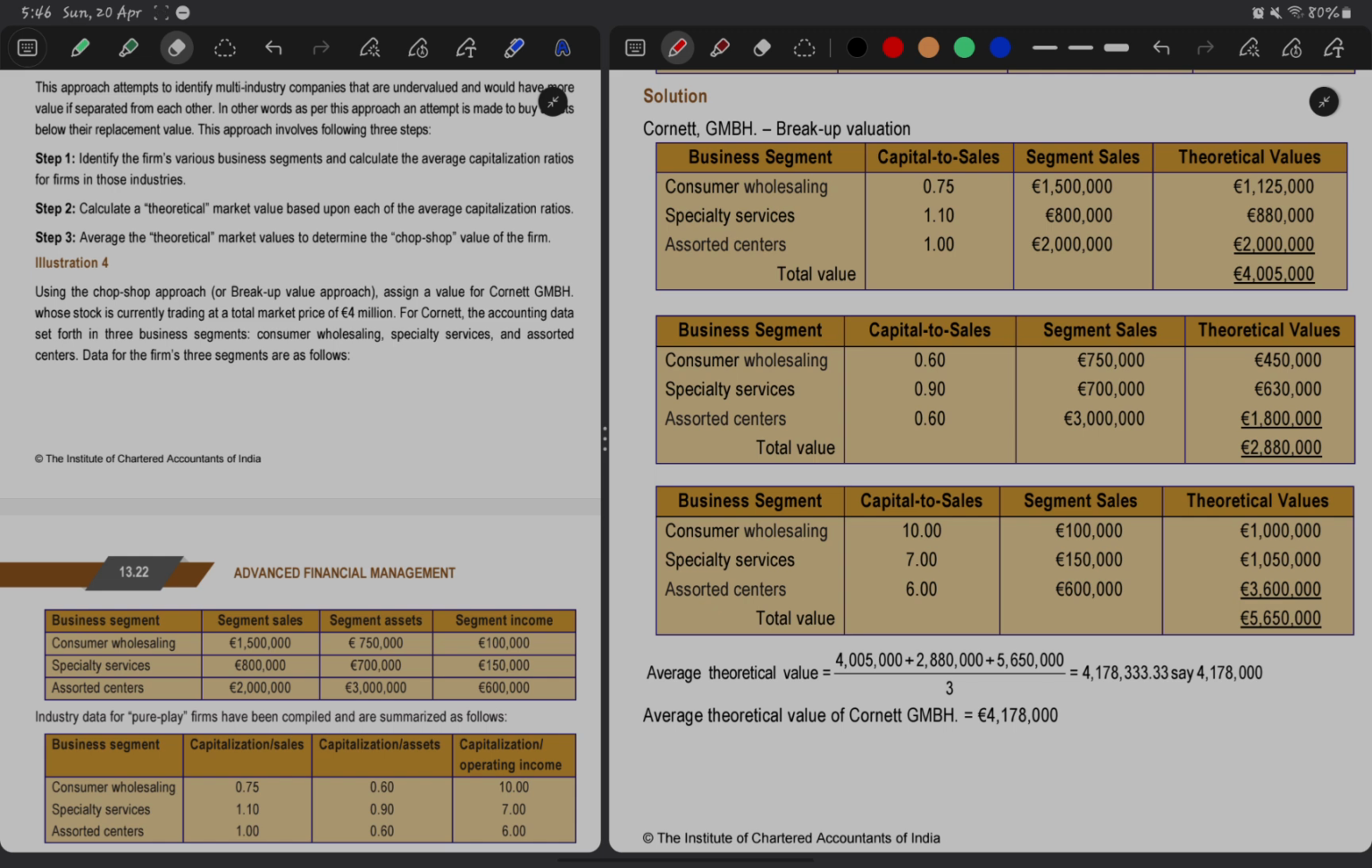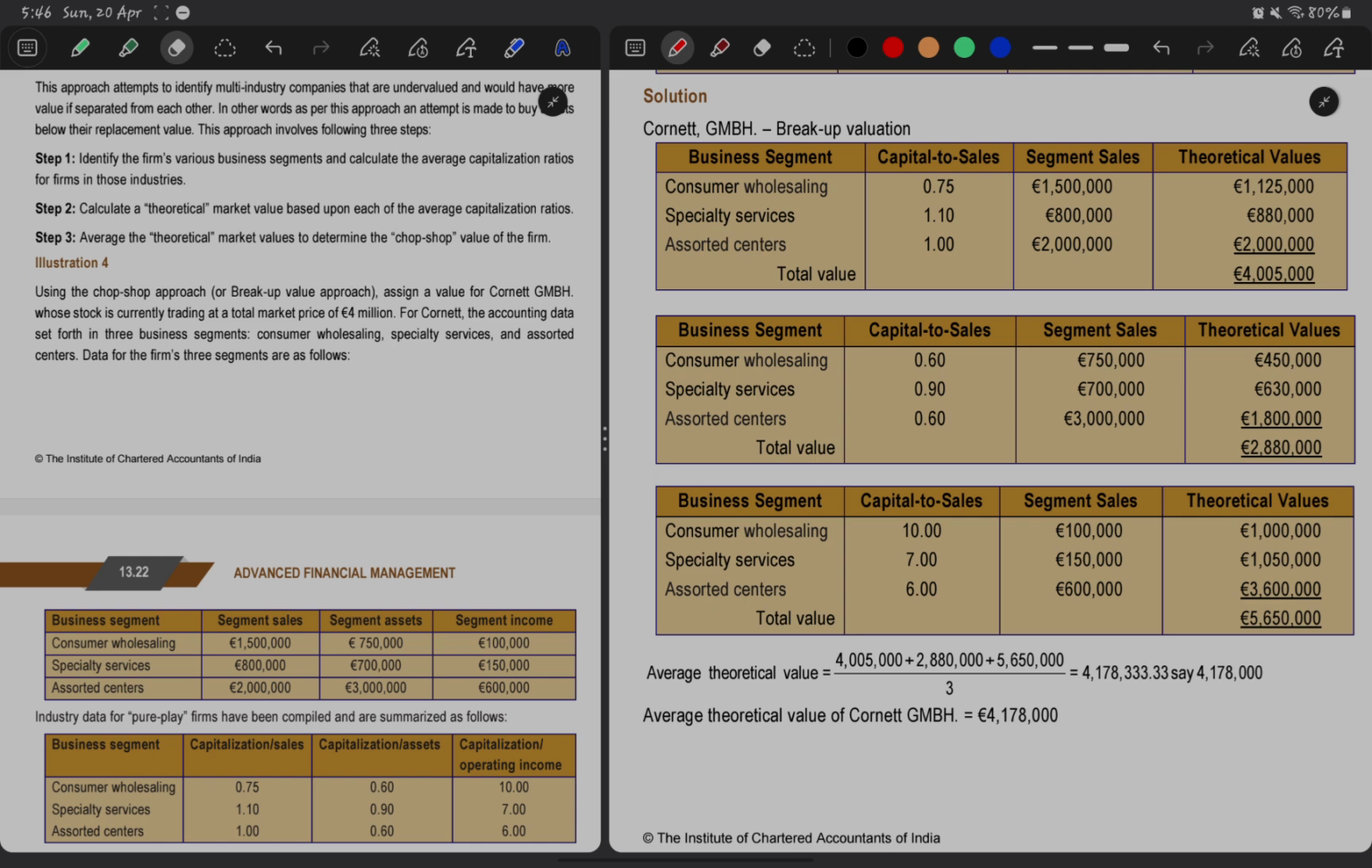By valuing these segments separately, we will get to know how each segment is performing individually compared to the pure play firms, and that will be the correct valuation also, because in the case of these diversified firms, there will be some conglomerate noise.